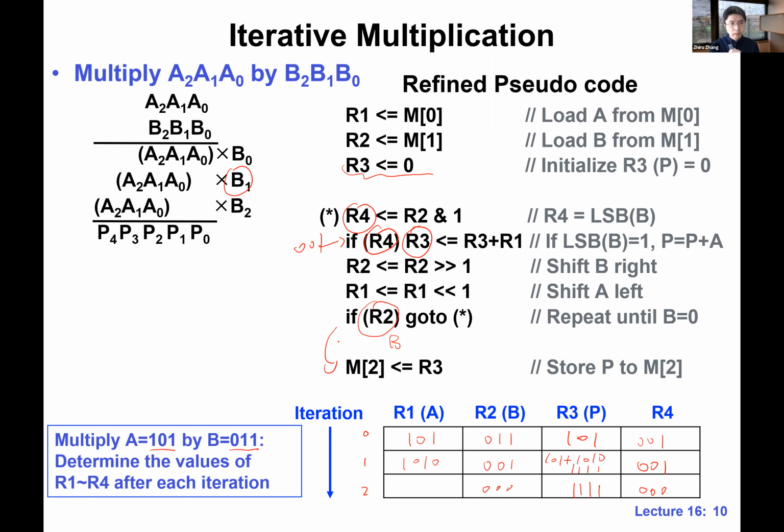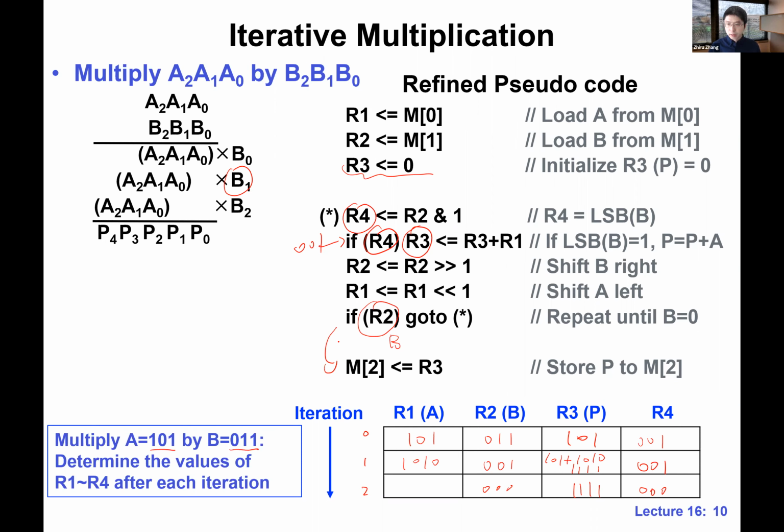All right. Any questions about this one? About iterative multiplication? It's a pretty cool algorithm, right? Okay, fairly short, but it does something pretty powerful, which is multiplication. Okay, Shiba is asking, how are we getting the value of R4?